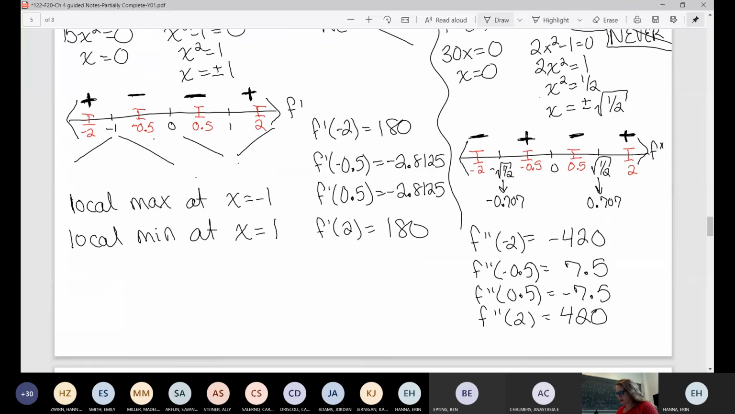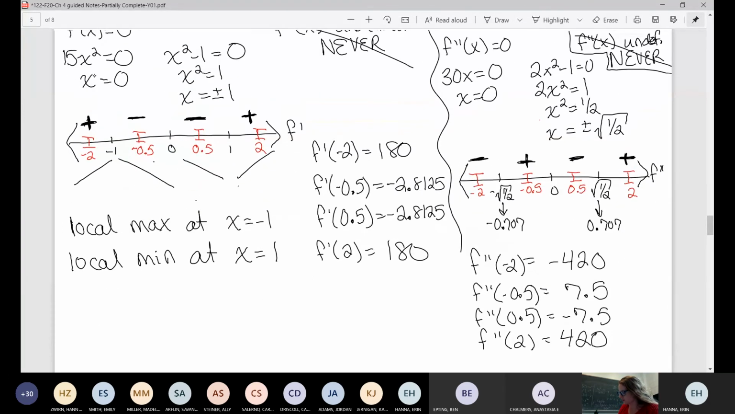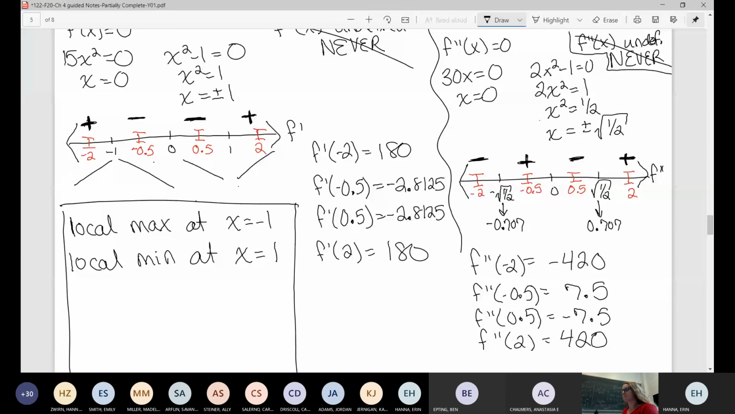Since I've run out of space on that side, I'm going to write the answer underneath my local max and min stuff, because then the answer will be all in one spot. Sorry about that. So for inflection points, we just care if it changes sign at all. We don't care about the direction that it changes in, but it changes sign at all three of those points. So we will have inflection points at x equals 0 and both positive and negative square root of 1/2. And then we're done with that one.